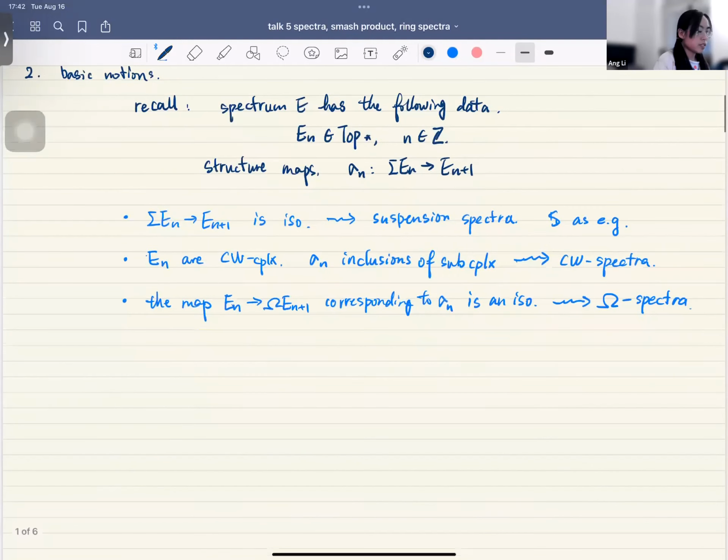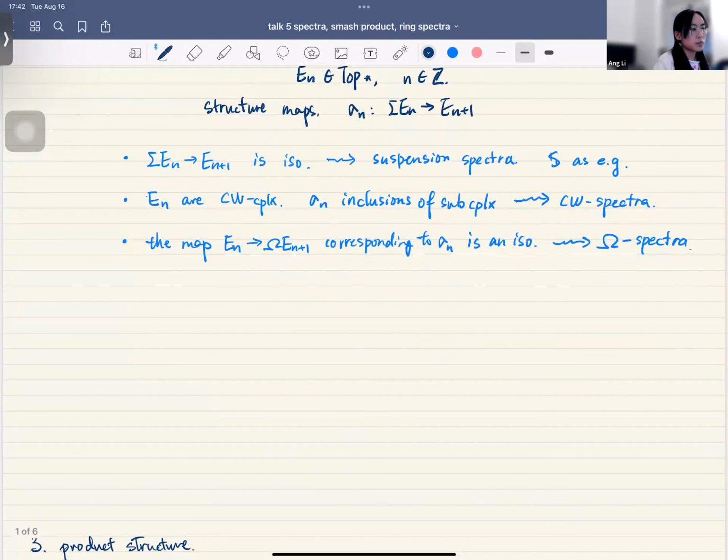But well, from previous talks, we know why we care about spectra: first, Brown representability, so they represent cohomology theories.